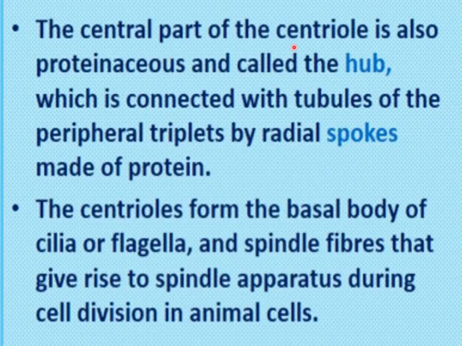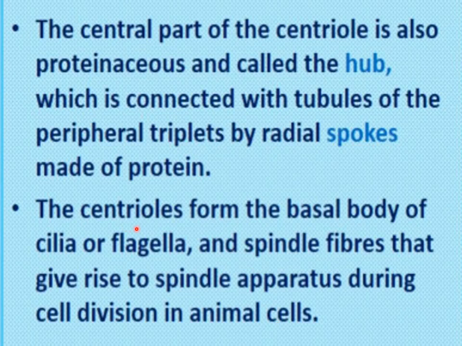The central part of the centriole is also proteinaceous and called the hub. We will understand it with the help of one diagram: in the center of the centriole the hub is present, and this hub is connected with the tubules of the peripheral triplets by radial spokes, which are made up of protein. Centrioles form the basal body of the cilia or flagella and spindle fibers that give rise to the spindle apparatus during cell division in animal cells.